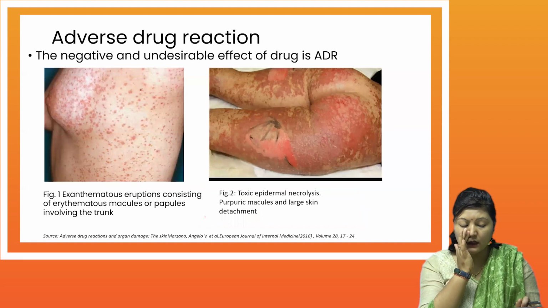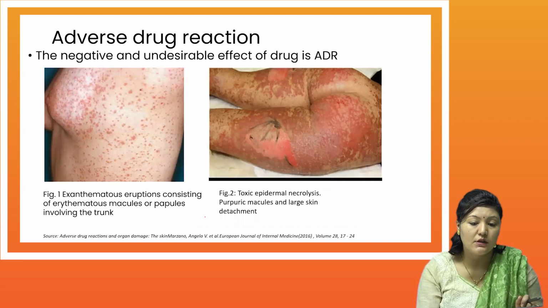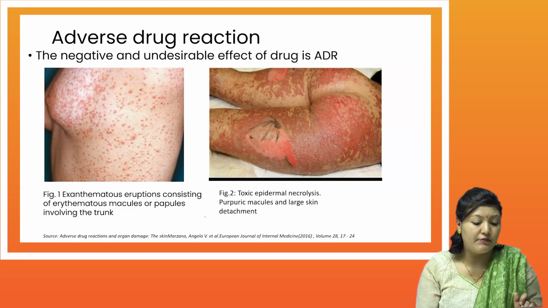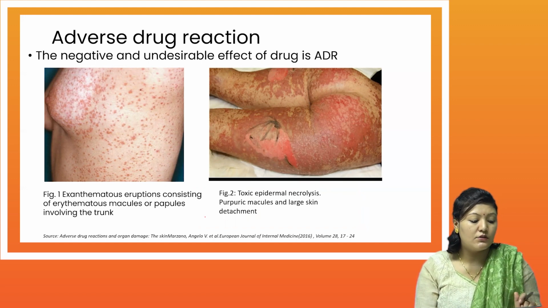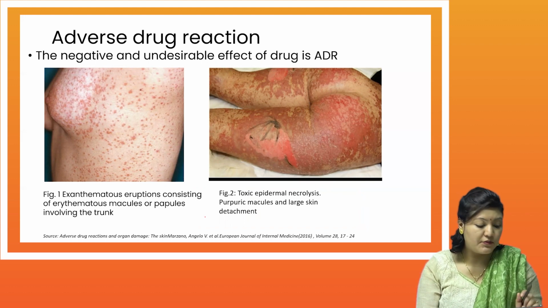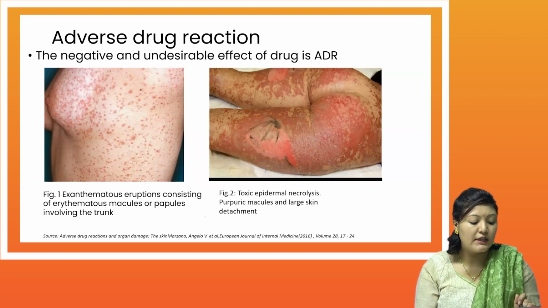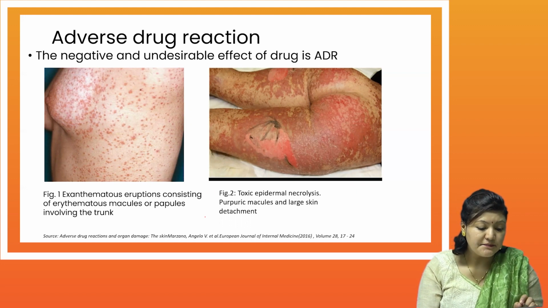Now, other option was adverse drug reaction. So what is adverse drug reaction? Adverse drug reaction is the negative and undesirable effect of a drug. So in the figure, we can see two types of adverse drug reaction. First one is exanthematous eruption, which consists mostly of edematous macules and papules, that is seen in the trunk area.